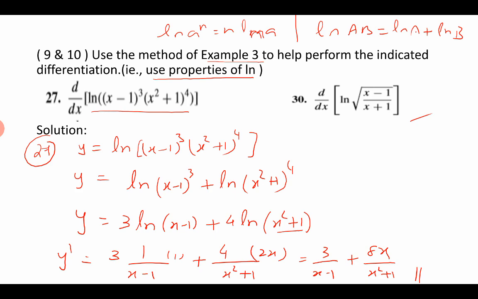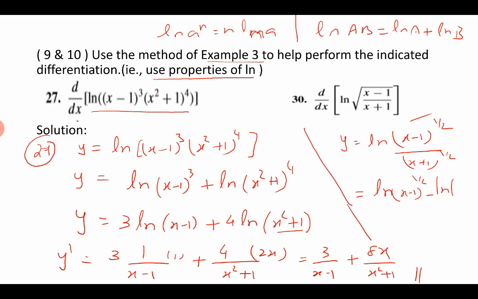So try in a similar way, try this problem. First simplify. I give you some steps, then you try. Take y is equal to ln of (x minus 1) to the power half divided by (x plus 1) to the power half. Now use the division rule of ln: ln (x minus 1) to the power half minus ln (x plus 1) to the power half. Now use the power rule, simplify and then differentiate. This will be half ln (x minus 1) minus half ln (x plus 1), isn't it?